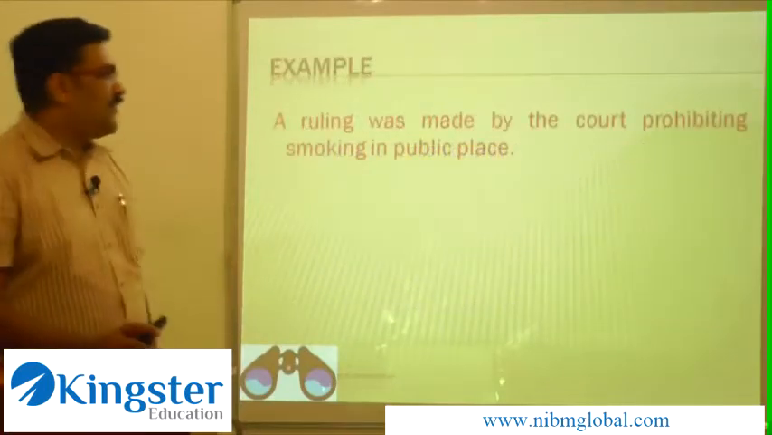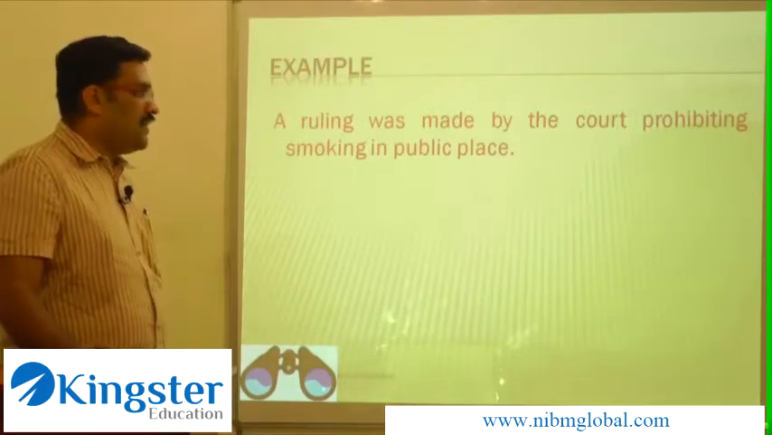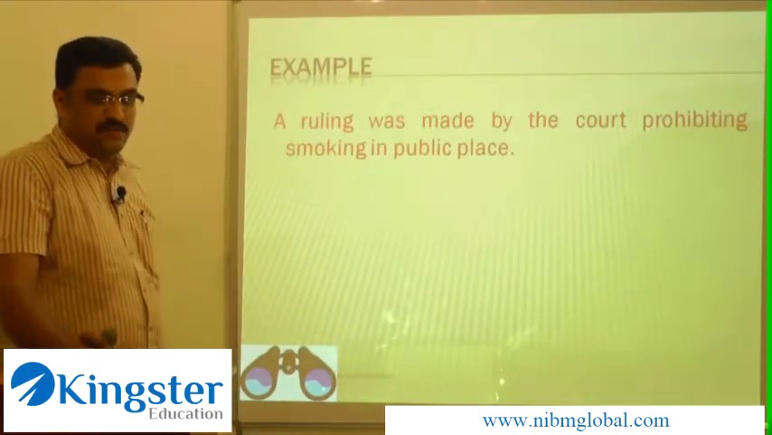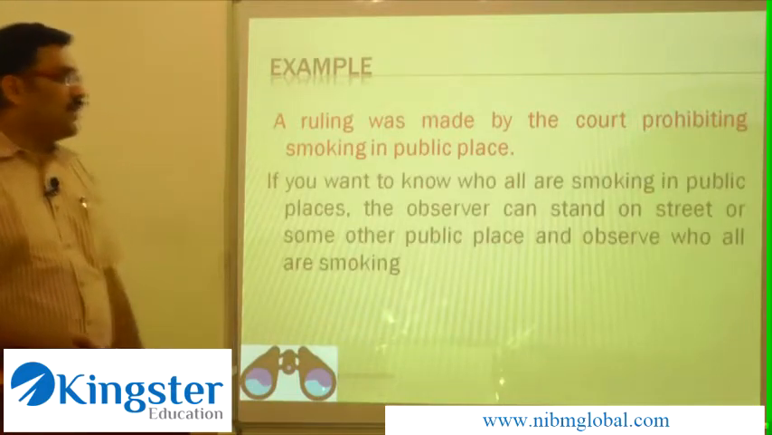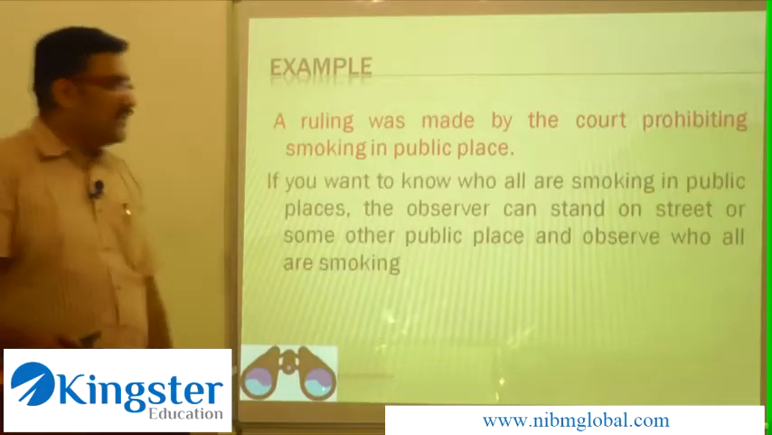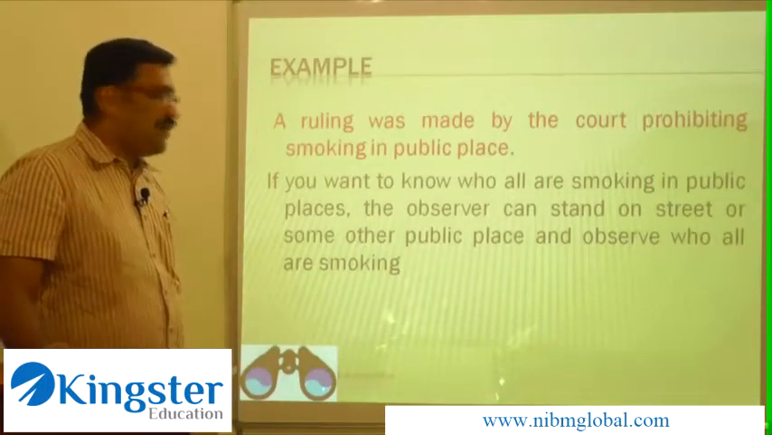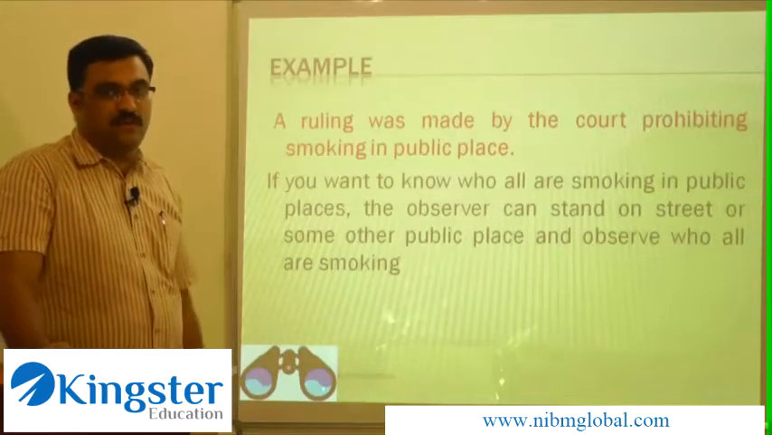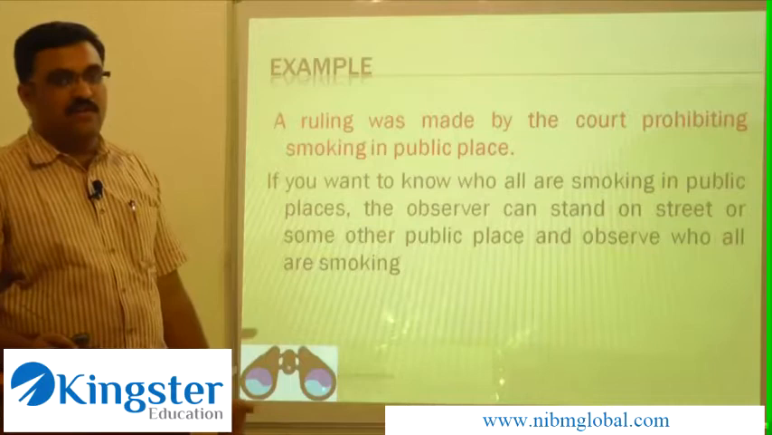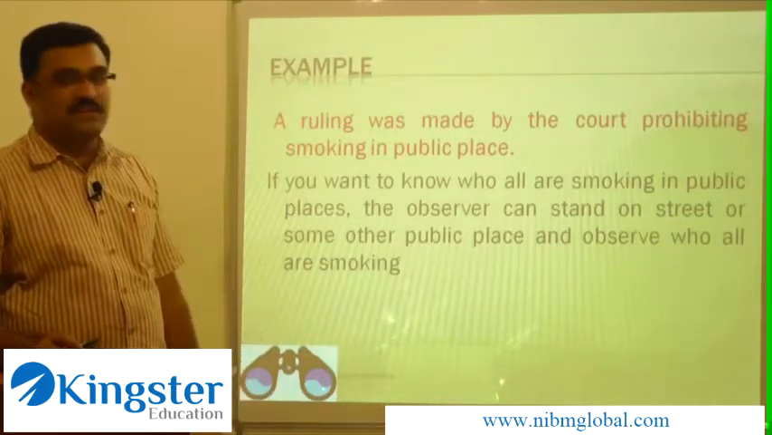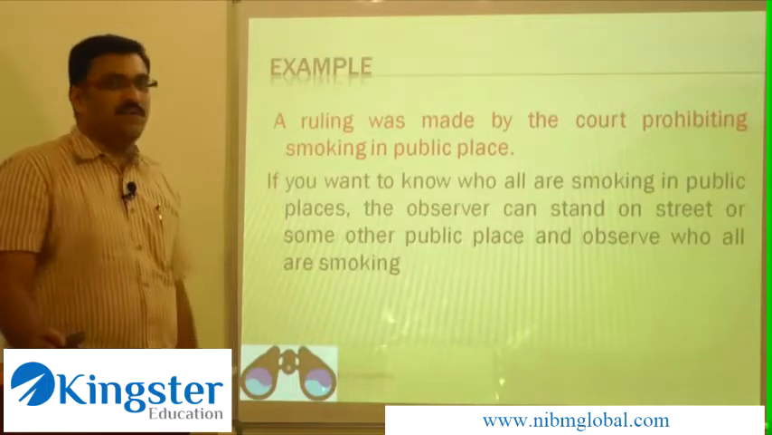For example, a ruling was made by the court prohibiting smoking in public places. If you want to find out who all are smoking in public places, the observer can stand on a street or some other public place and observe who all are smoking. So it is a direct method, using our eyes; the observer or the researcher himself may sometimes go for merely directly observing things.